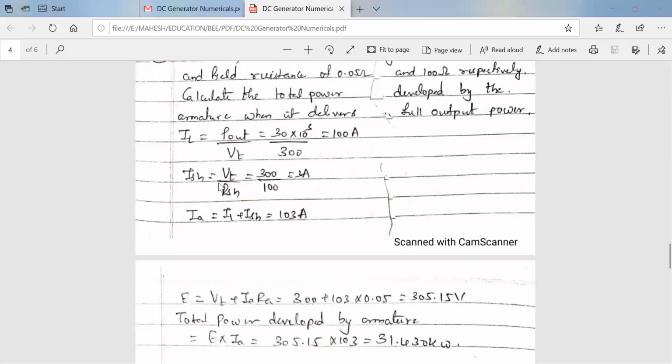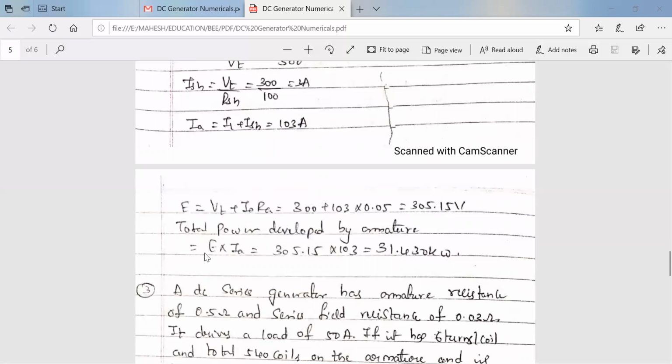Once you know these values, you can calculate the EMF generated. Once you get the EMF value, you can calculate Pa, that is E into Ia. Therefore, E is given by Vt plus Ia into Ra. On substituting the numerical values, we get 305.15. Next, the power developed by the armature is given by P equals E into Ia. So E is 305.15 and Ia is calculated as 103. So you get a total of 31.430 kilowatts.